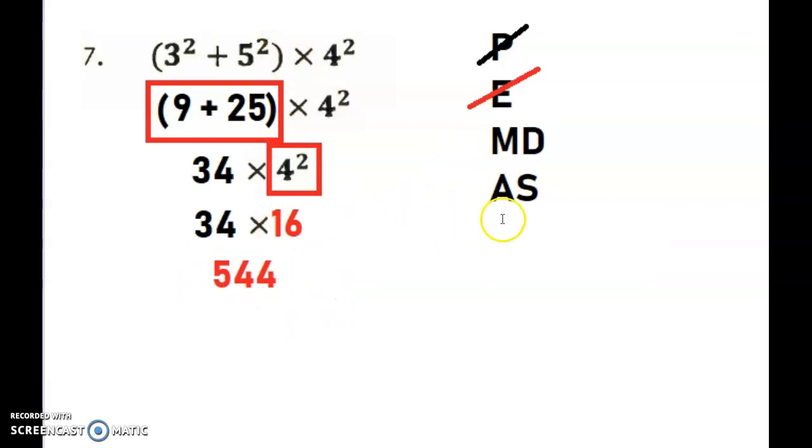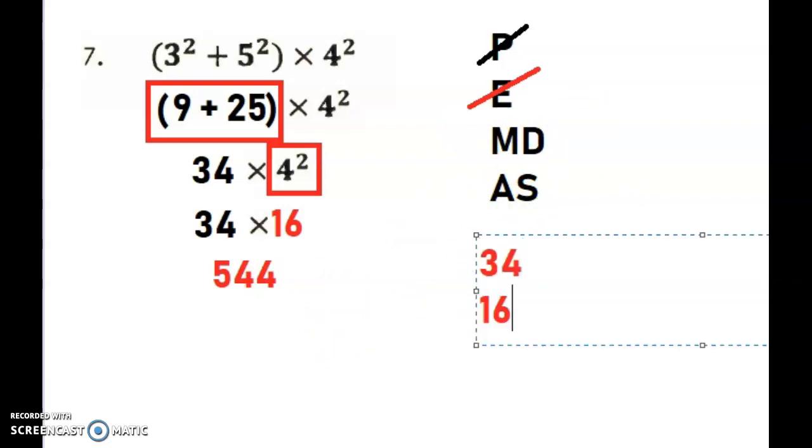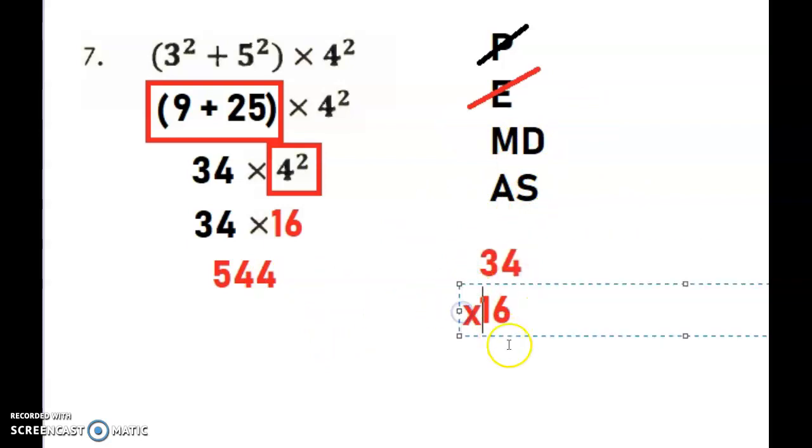I don't have any more things to do. I don't have adding, subtracting, multiplication, division, so I'm done. Of course, if you did want to write it out, it'd be 34 times 16 here, right? And you guys would work it out this way, and hopefully you'd get the same answer. All right, that was number 7.